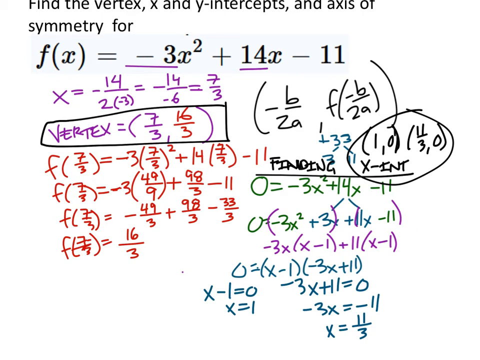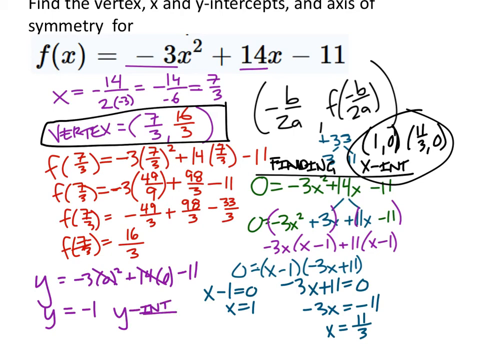Well, then let's look at the y-intercept, which is where x is 0. We should have only one of those. So y would be equal to -3 times 0 squared, not that that's going to matter, plus 14 times 0 minus 11. And yeah, both these terms are going to cancel out because of the 0. So y would just be -11. And our y-intercept then is at 0, -11.